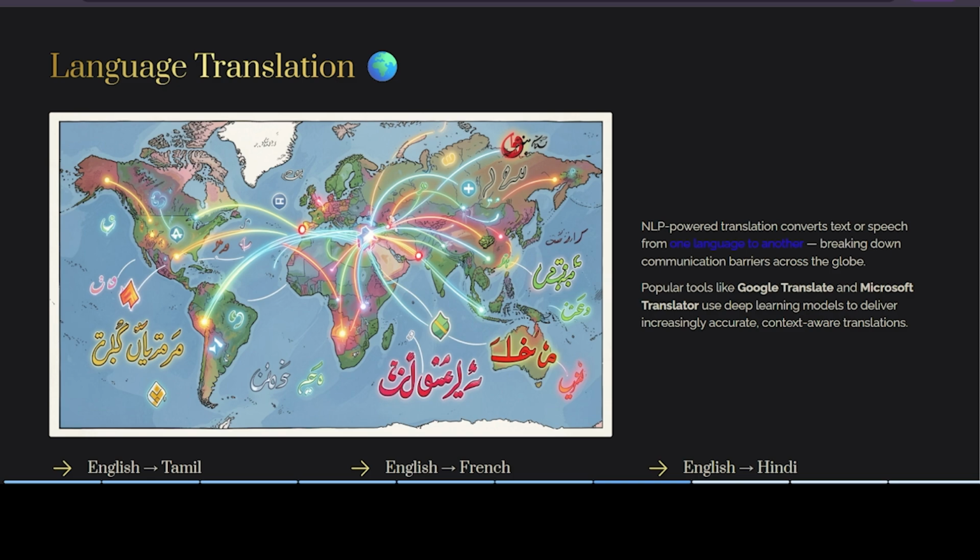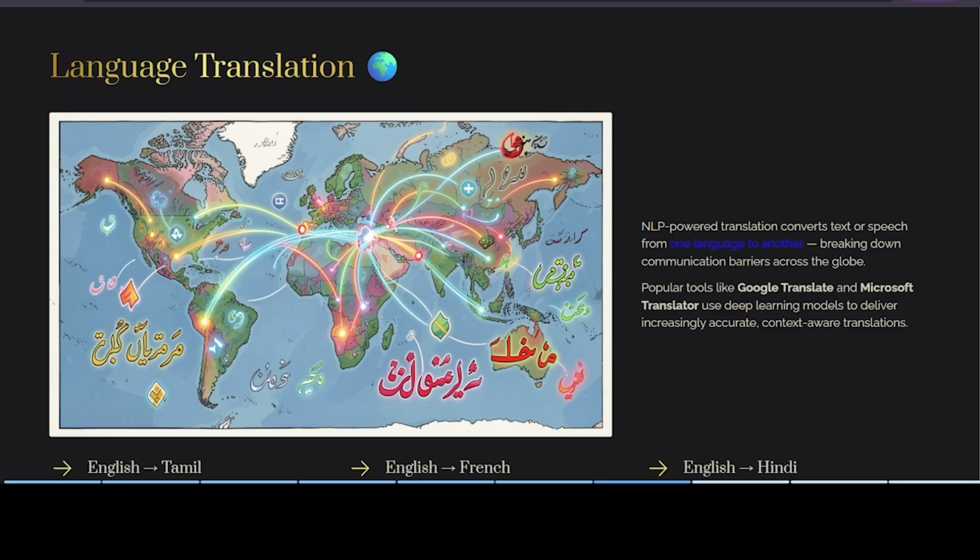Okay, so next one is language translation. Language translation is another amazing NLP application. Suppose, guys, you know only English, and your friend only knows Tamil. Can both communicate? Absolutely yes, by using NLP. By using NLP you both can freely communicate. How? The system works like Google Translate to convert one language into another.